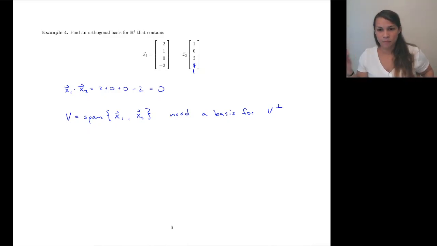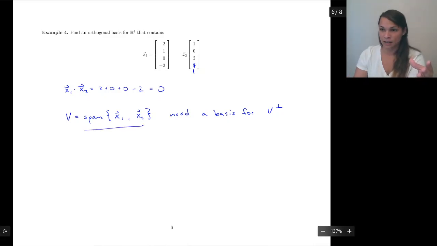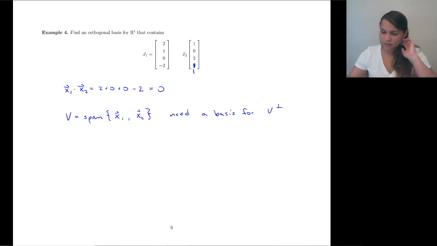So if I pick a basis for the orthogonal complement of V, that is going to definitely give us the rest of R4, because you have what's parallel to V, and you have what's perpendicular to V, and there are no other directions to go. That's going to give us all of R4. It's definitely going to give us stuff that's perpendicular to x1 and x2, because of the orthogonal complement. So let's see if we can find a basis for that space.